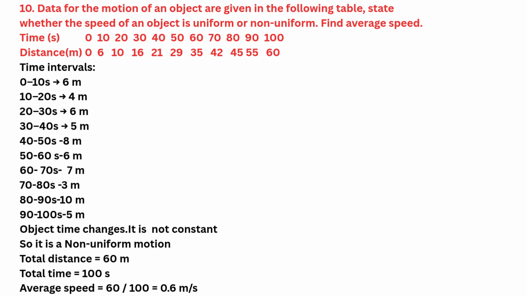The distance covered changes in equal time intervals, it is not constant. So it is a non-uniform motion. Total distance from 0 to 100 is 60 meters, and total time from 0 to 100 is 100 seconds. So we want to calculate average speed, which is equal to distance by time. Distance is 60 meters and the time is 100 seconds. So 60 by 100 is equal to 0.6 meter per second.